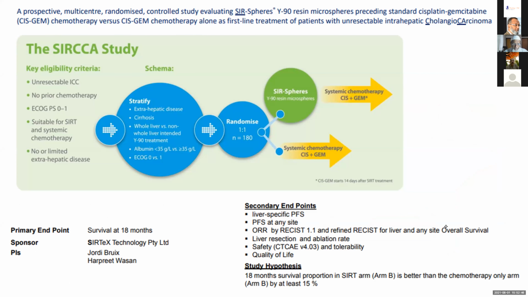One is the SIRCCA study. This is especially helpful for intrahepatic cholangiocarcinoma. The eligibility criteria is unresectable intrahepatic cholangiocarcinoma with no prior chemotherapy and a good performance status. Patients were randomized 1:1; one group was first treated with SIR-Spheres, radioactive yttrium-90 microspheres, followed by systemic chemotherapy, and the other group was treated with systemic chemotherapy. The data are not yet published and the trial is ongoing, with a follow-up of 18 months.